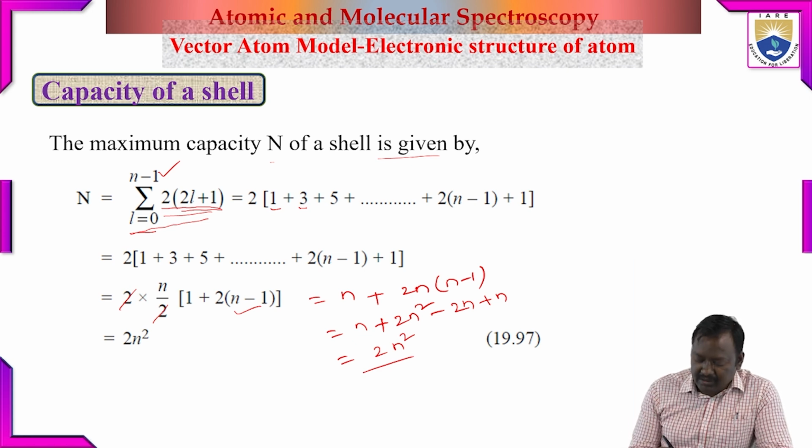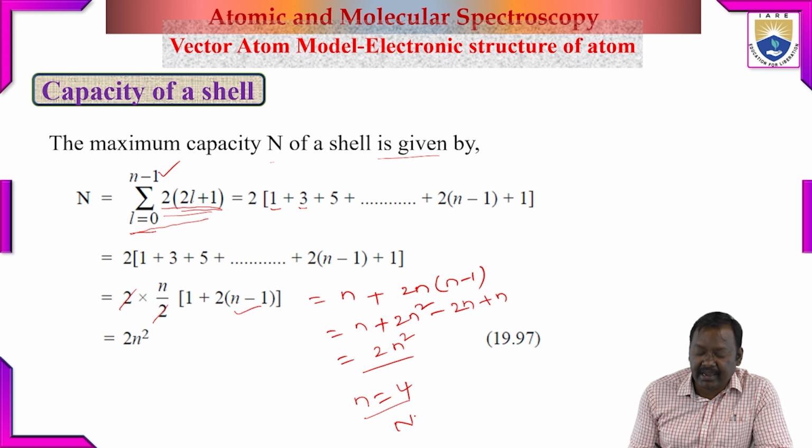So if n equal to 4, the total number of electrons that can be filled in this shell, that means n equal to 4 is the K, L, M, N shell, so the shell is N, is 2 into 4 square.